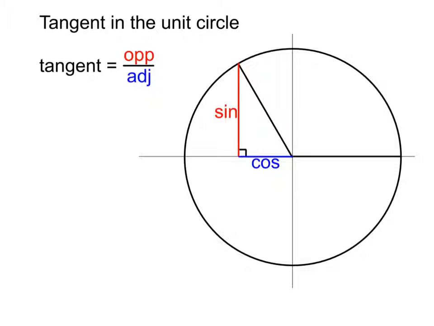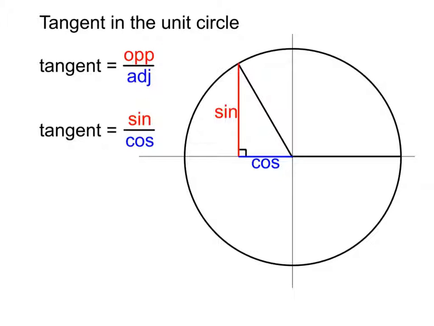So what does this do for me then? Well, notice the sine is the opposite. Cosine is the adjacent. So if I plug them in, we can see that then tangent equals sine over cosine. And yes, this would be good to put into your notes.